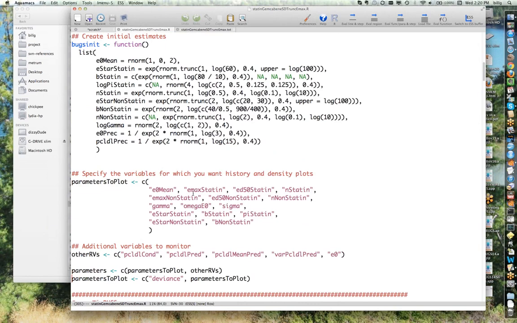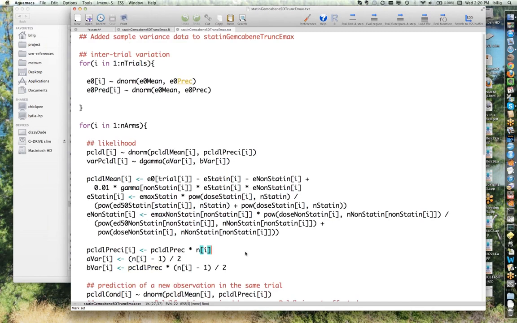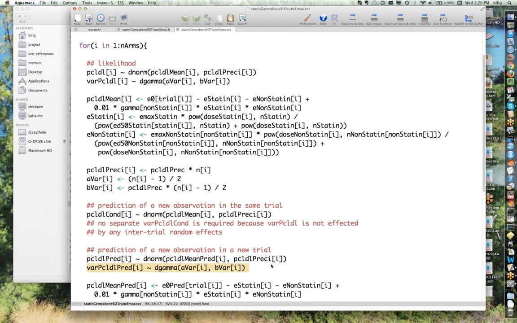So the only real thing I changed is down here where I captured the predicted values for our sample variance. I guess I didn't point that out in the model. If we go back to the model and go down to the pred section, I have a term here for calculating a predicted value. In this case, I don't have a separate predicted and conditional value because there's no inter-trial random variation on the variance in this particular model. So there's not a separate population and individual prediction. They're identical in this case, so I only have to do it once.